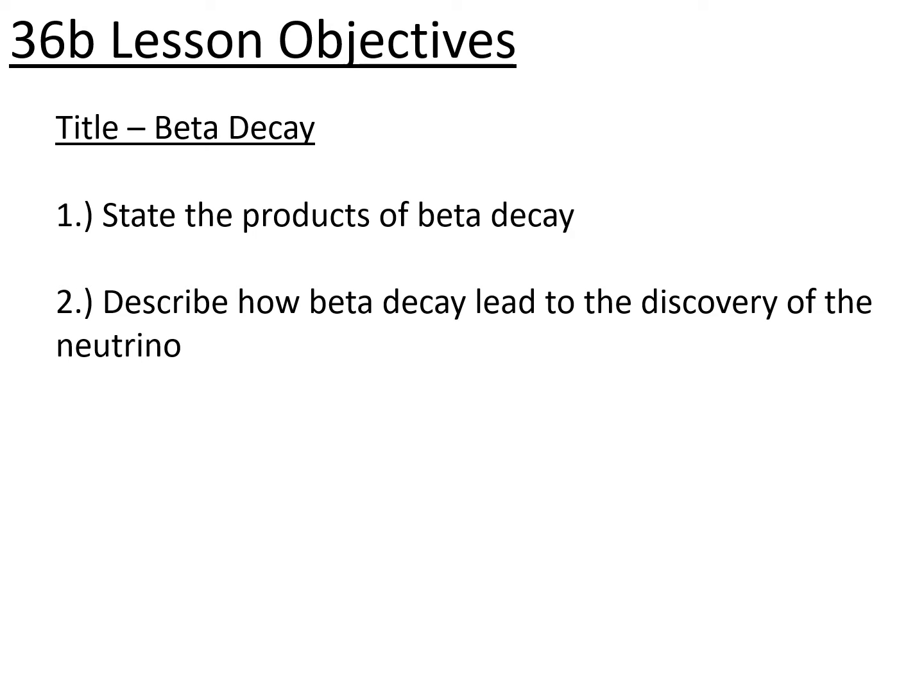Hi folks, welcome back to another physics lesson, and this is part 2 of 3 to do with our particle physics. And today we're going to look at something really important called beta decay, which is to do with beta radiation. And we're going to state the products of beta decay, and we describe how the beta decay led to the discovery of neutrino. So there isn't really any calculations today, but there is going to be a wee bit of note taking and a bit of summarization from you.